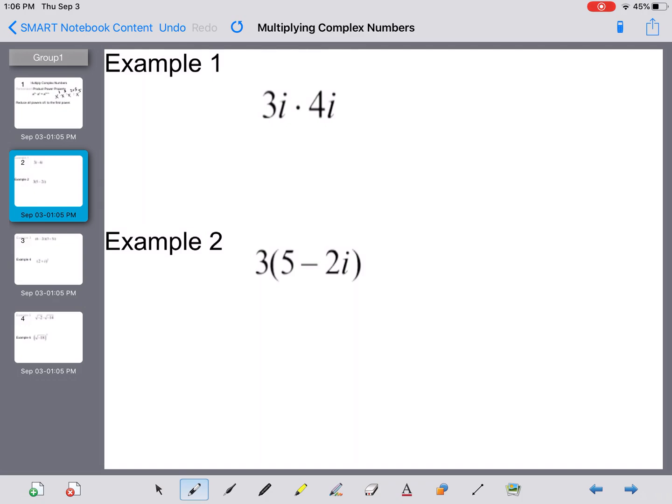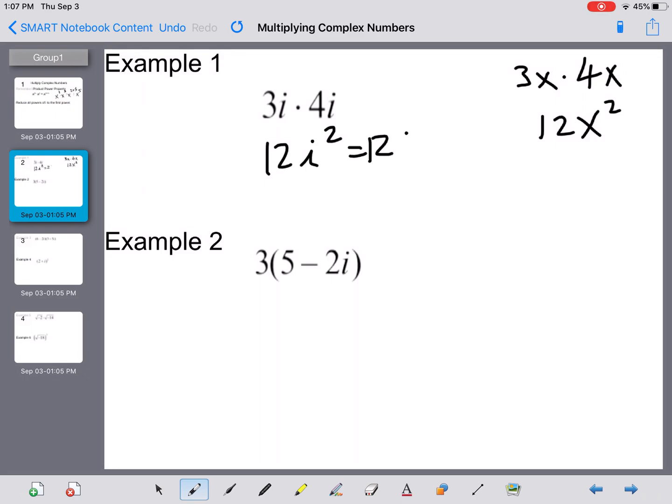So if we were to have this in a similar format of 3x times 4x, we would multiply the 3 and the 4 to get 12, and then we would get x squared. Well, everything's going to work very similar to that. We're going to say 3 times 4 is 12, and then i times i is i squared. But then we need to remember that we cannot leave that as i squared. We need to reduce down. And we should know that i squared is going to be negative 1. And so that's going to be 12 times negative 1, which gives us an answer of negative 12.